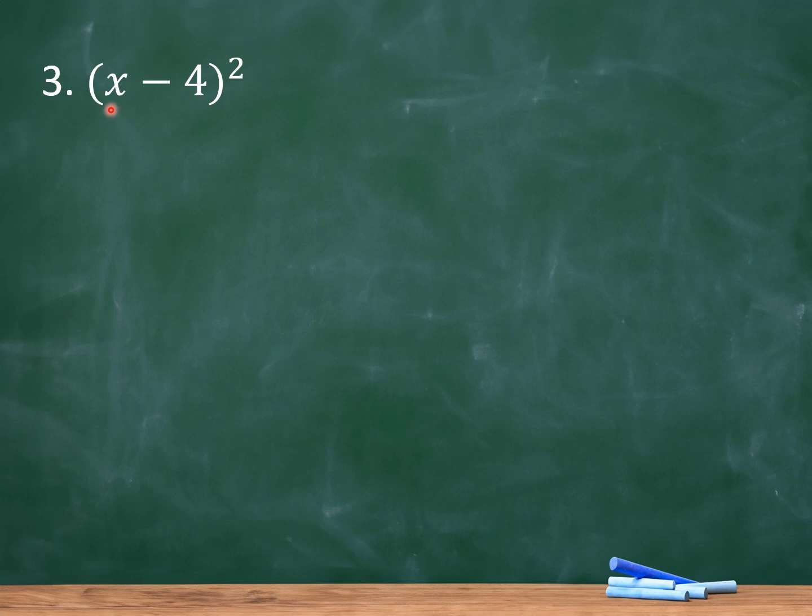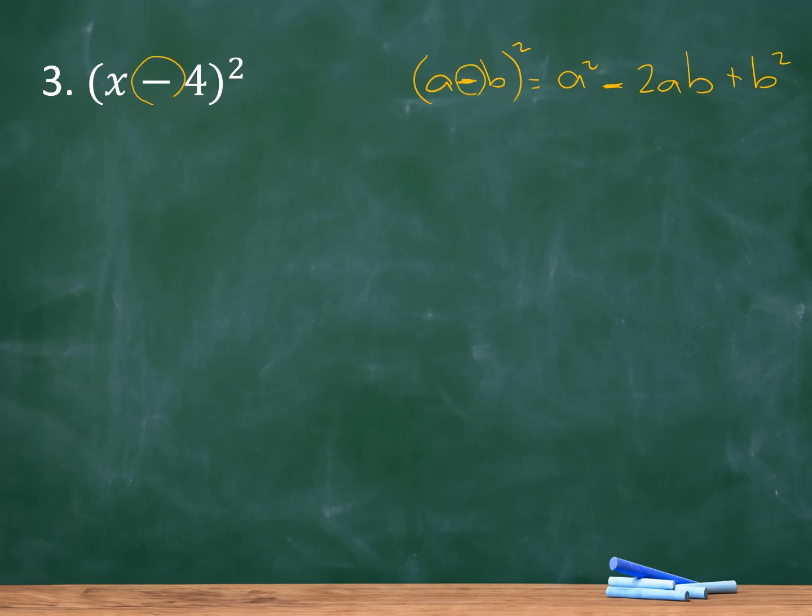Example number 3: x minus 4 squared. To answer this, we will use a pattern. The pattern looks like this: a minus b squared is equal to a squared minus 2ab plus b squared. There is a slight difference in this pattern because we have a minus here, and not plus. So we know that this is the pattern that we're going to use because we have a minus here, the same with our problem.